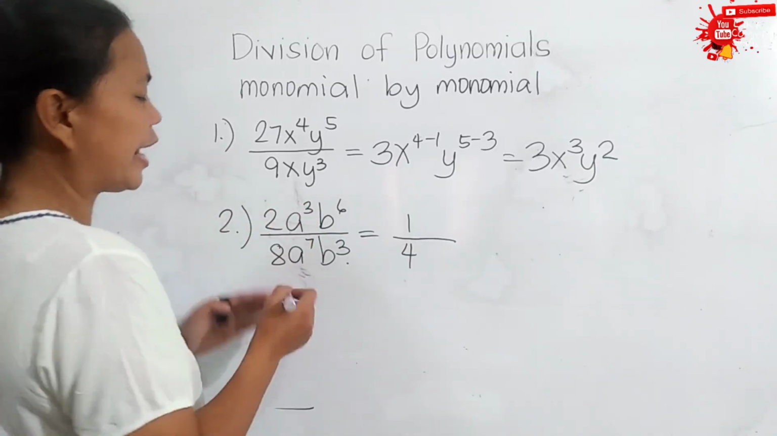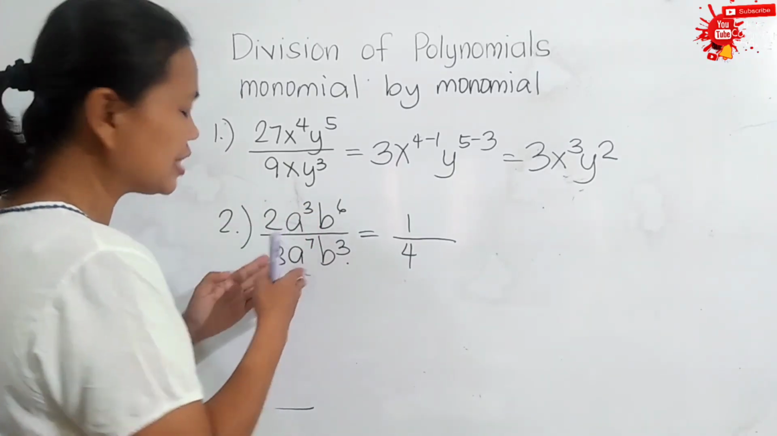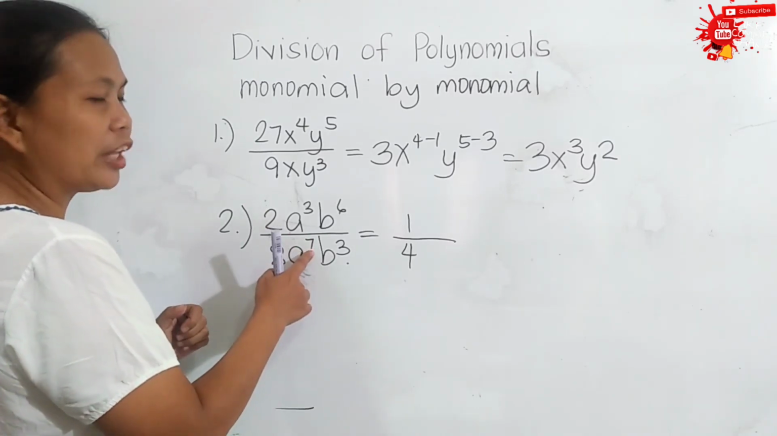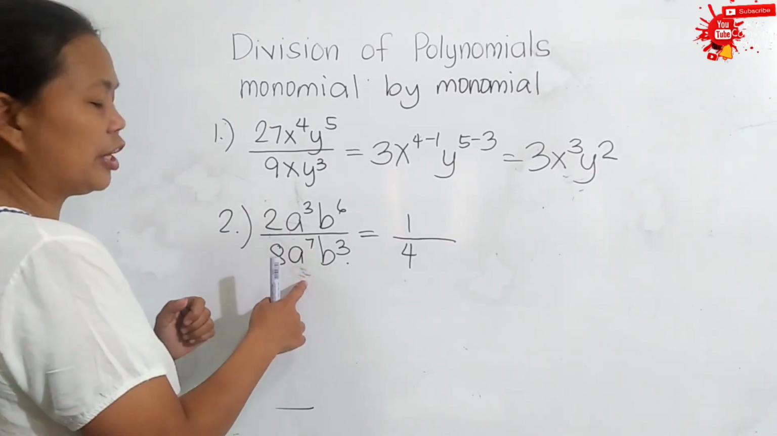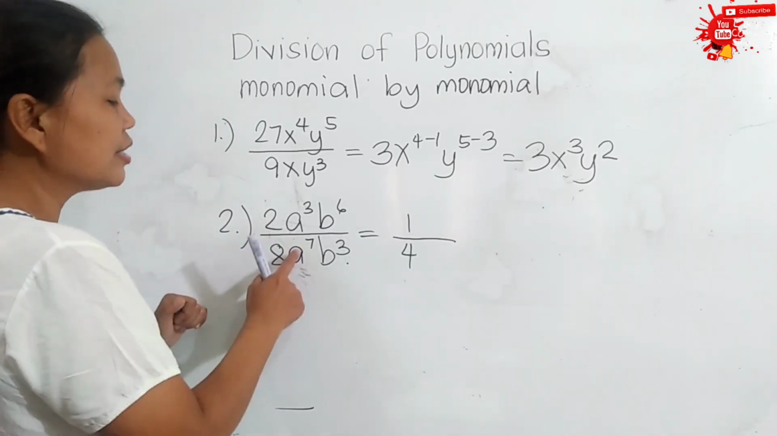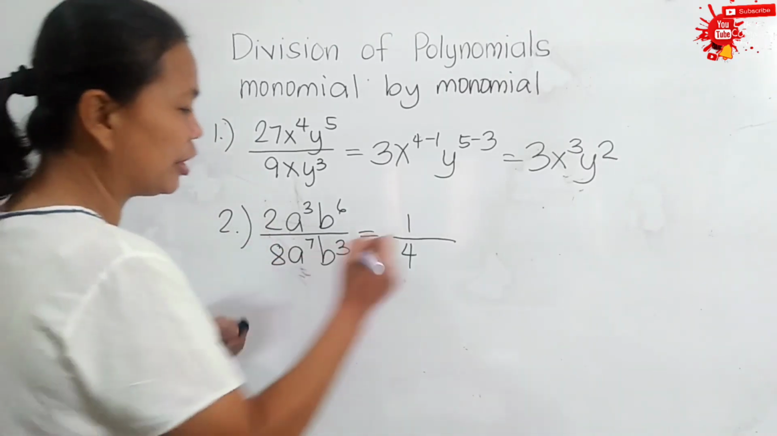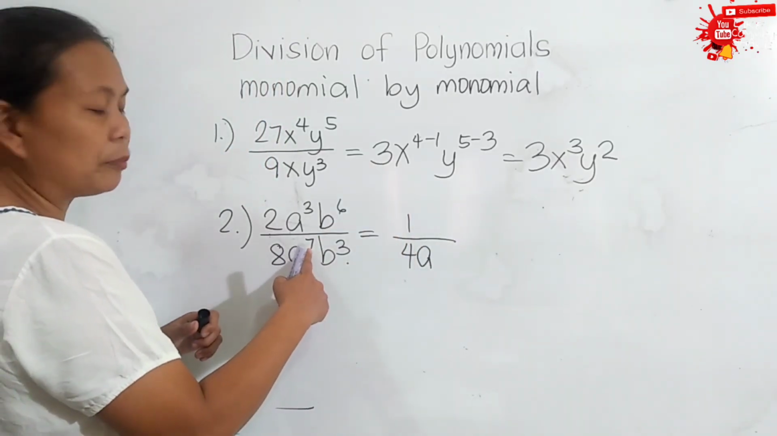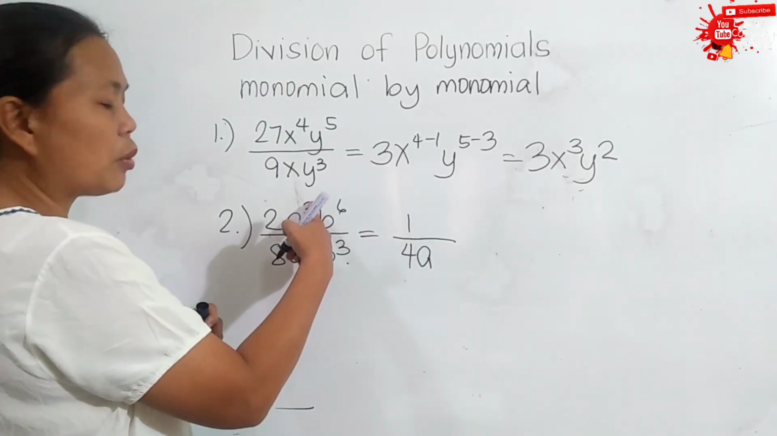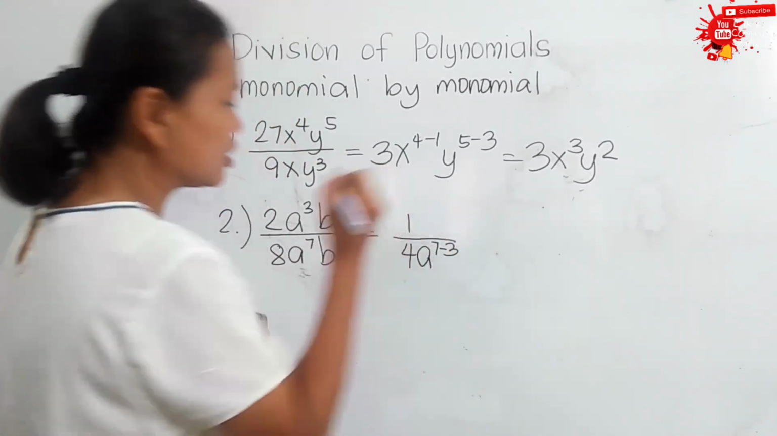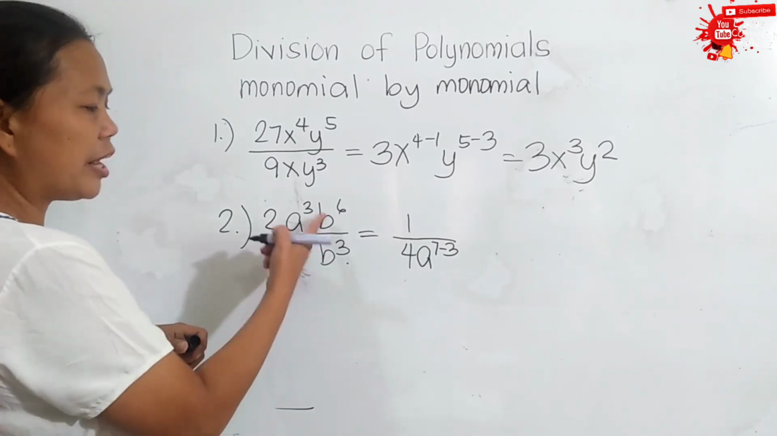Then let's have letter A. So we have here the same base, letter A, but if you notice, we have a bigger exponent written in the denominator. So we will write A, take note, this is case number 3. So we will write A in the denominator. So we have here A, then subtract the exponent from the denominator minus the exponent in the numerator. So 7 minus 3.